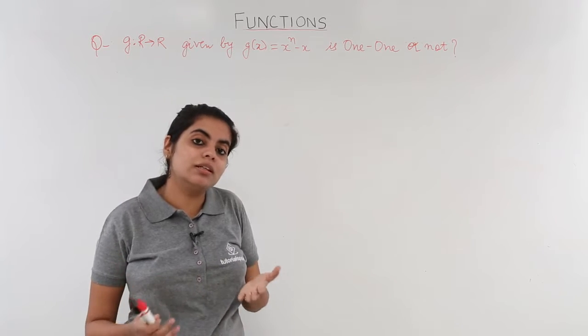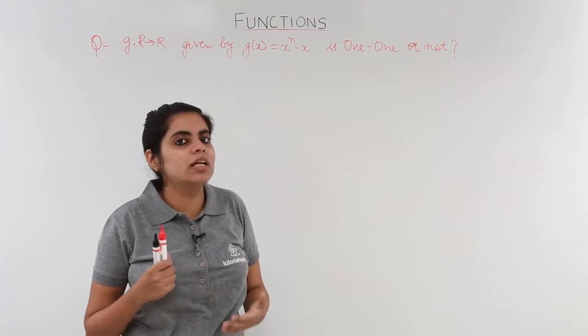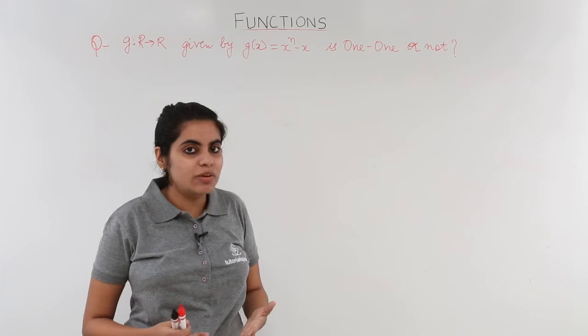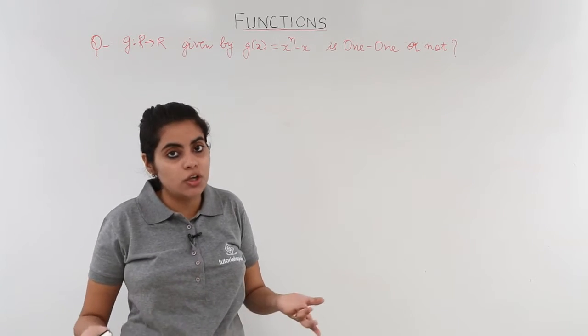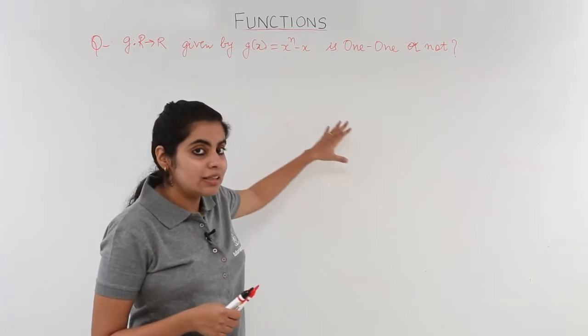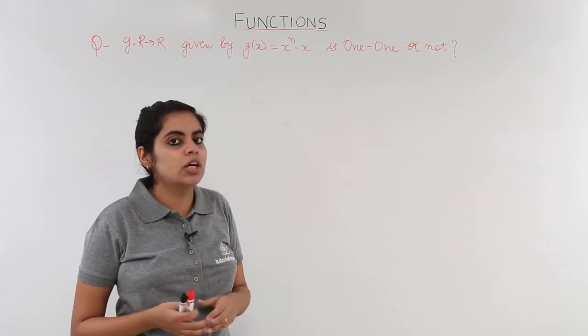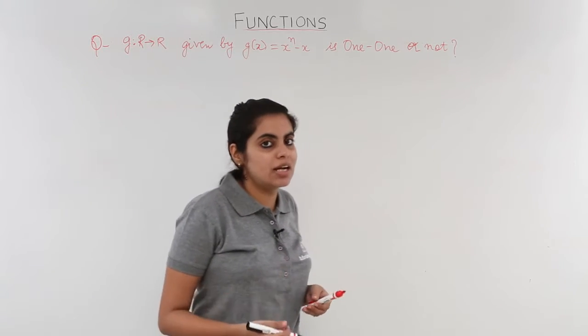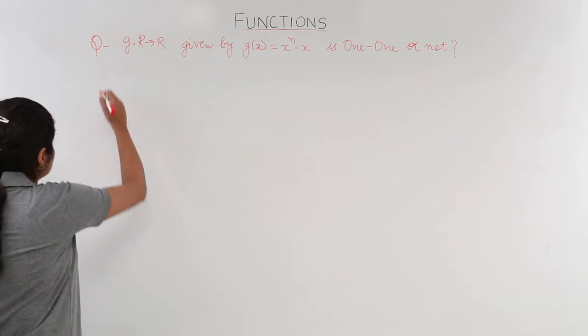Now what was the third way? The third way was simply finding whether it is 1-1 or not using the definition or logic. So we find whether this function is 1-1 or not using logic. Let's see how to get started. Let's write the problem solution.